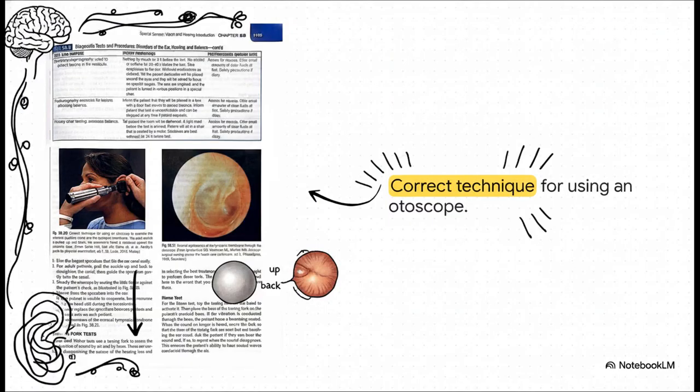For points 10 and 11, grab your otoscope. Point 10 is the physical technique itself. When assessing an adult, you pull the auricle up and back to straighten out the ear canal. If it were a child, you'd pull it down and back. Point 11 is about what you're actually looking for once you're in there. A healthy, completely normal tympanic membrane, the eardrum, should look shiny and pearl gray. If it's red, bulging, or dull, you've got a problem.